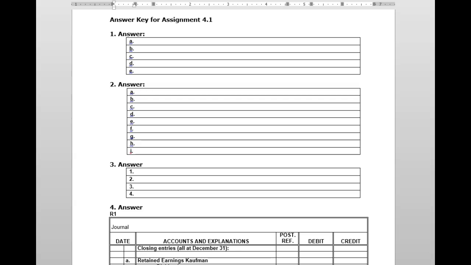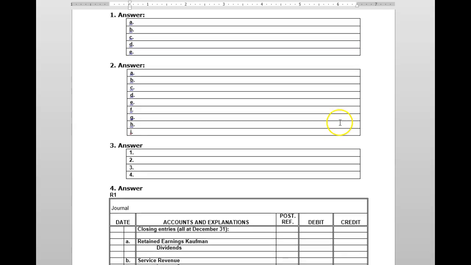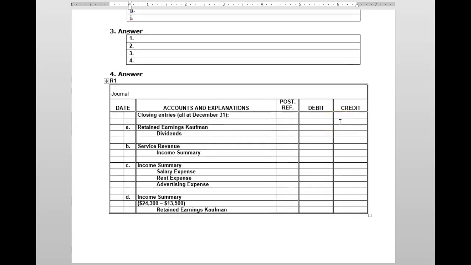For 2, right here, another blank. For 2, that's fairly easy. You can get that out of the book. They're just asking you what the terms mean. So you can carry on with that.